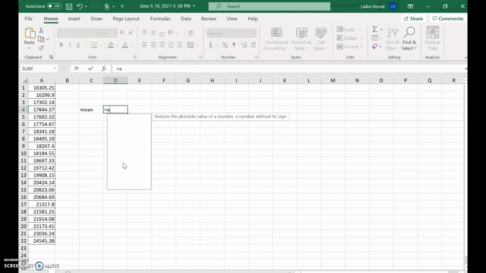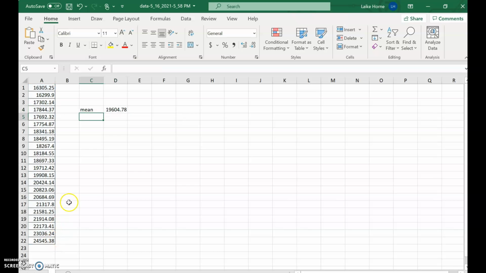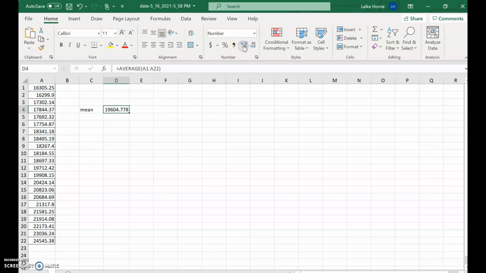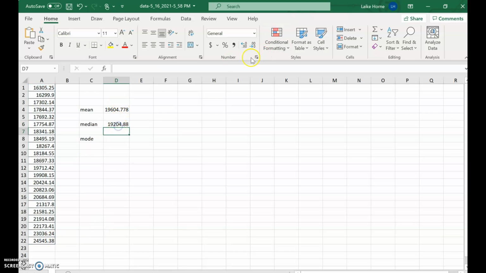So for the mean, you're going to use the average formula, highlight your numbers, close your parenthesis, and enter. Our mean here would be 19604.778. Notice I clicked on the increase decimal button, so I would have 3 decimal places. Okay, for the median, you're going to use equals MEDIAN and highlight your numbers. Make sure it's 3 decimal places.